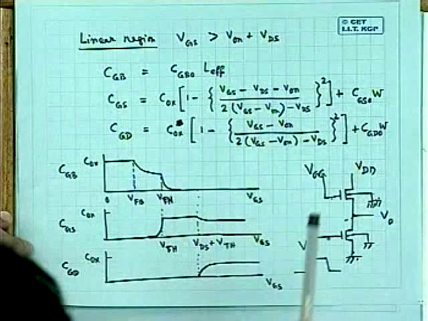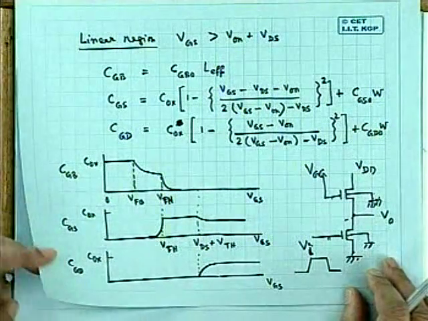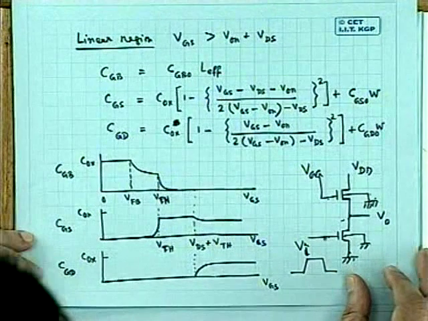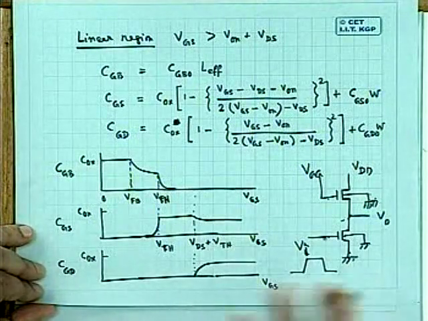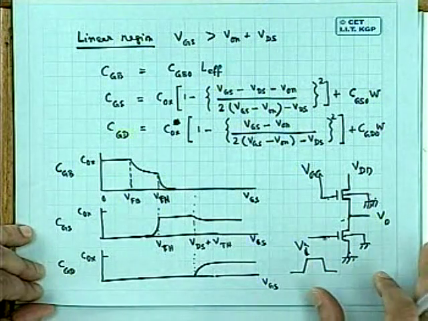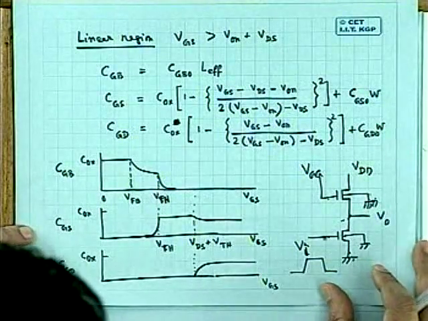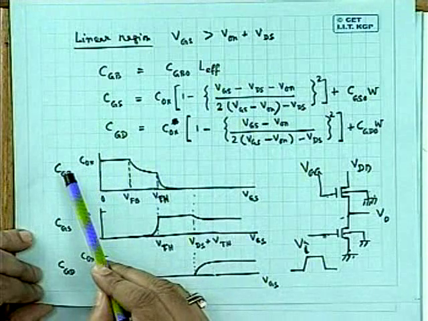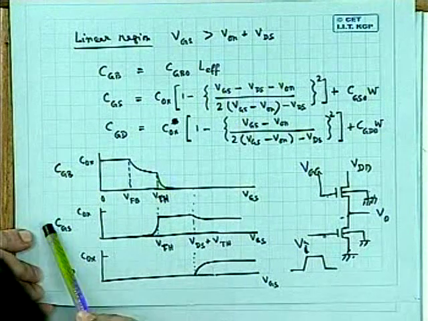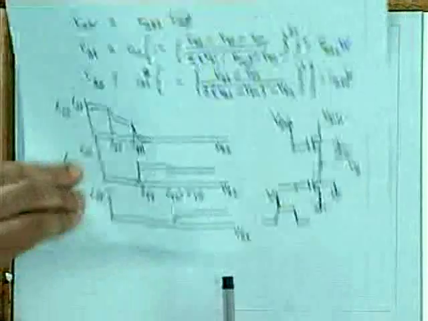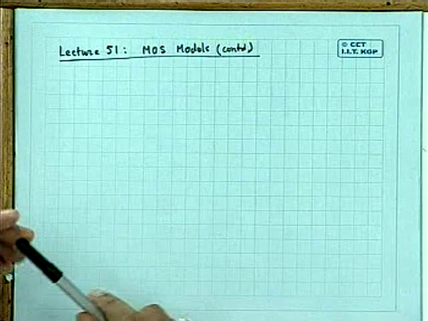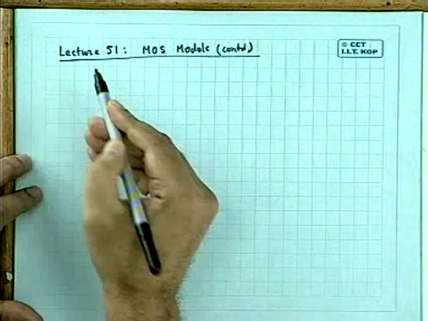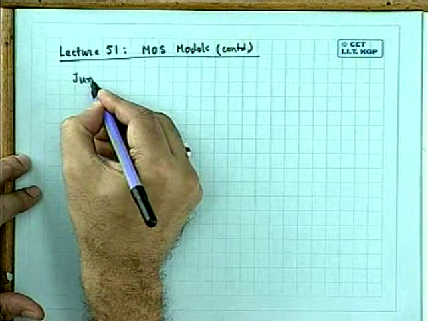Similarly, they depend on VDS also, as indicated by this equation. These equations were derived partly analytically and partly by introducing some simplifications which makes it more or less empirical in nature. This is so far as the capacitances between the gate and body, gate and source, and gate and drain. But then there are capacitances between the source and body, and drain and body. These are junction capacitances.